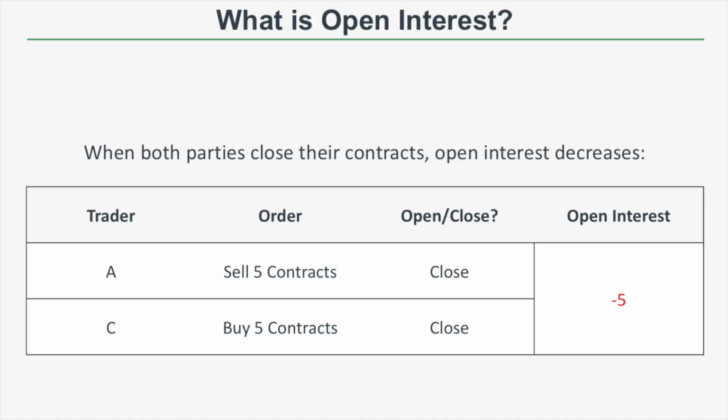Alright, so now let's say that trader A and trader C both want to get out of their contracts. So let's say trader A sells 5 contracts to close while trader C buys 5 contracts to close. Since they both transacted 5 contracts and they were both closing orders, open interest will decrease by 5. So just keep in mind that open interest increases when 2 traders transact on the same option with opening orders, and open interest decreases when 2 traders transact on the same option with closing orders.